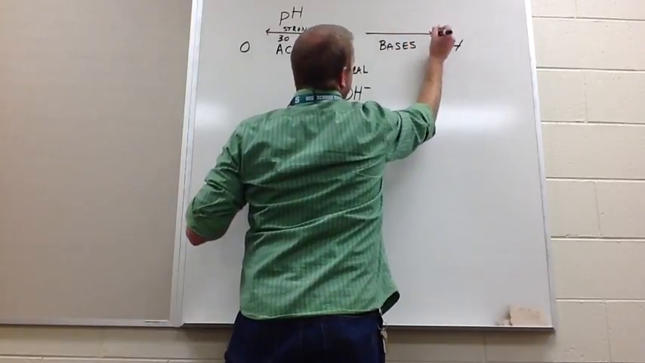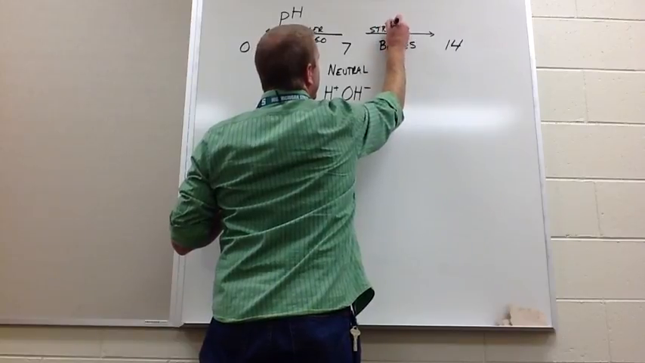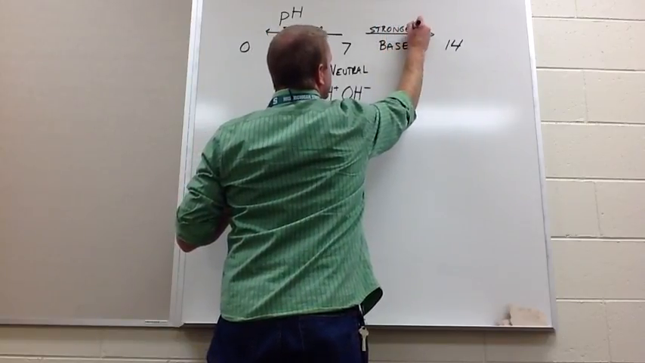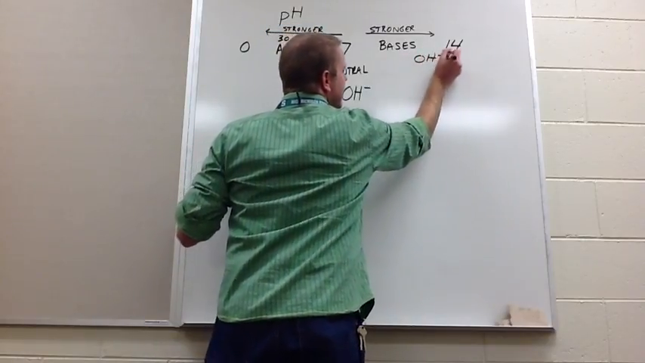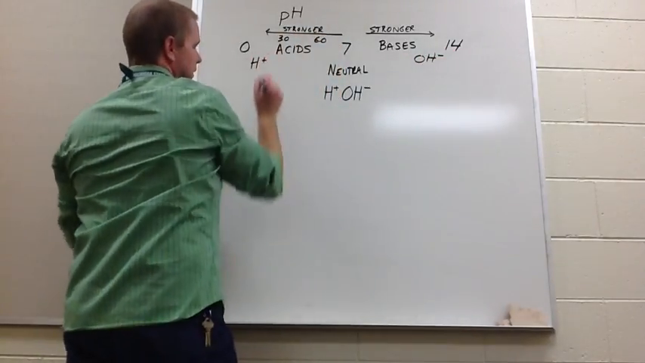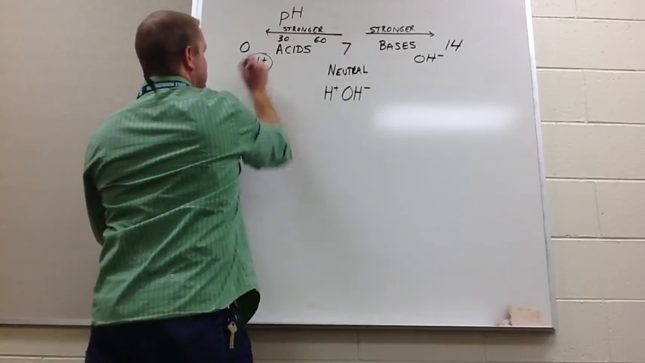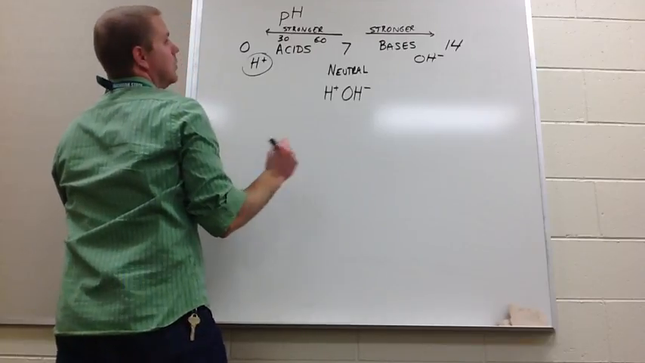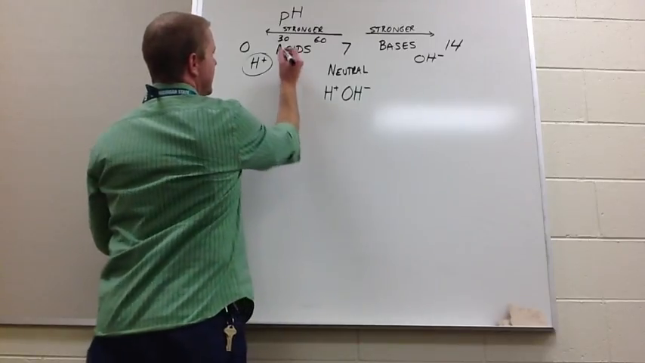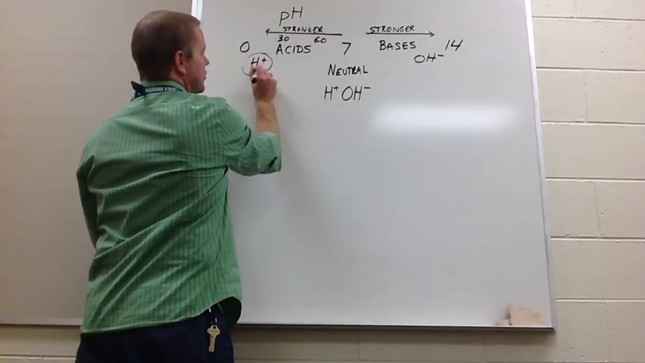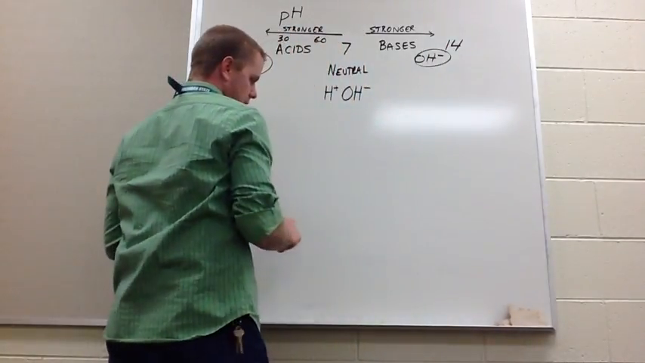Now, not as hard with the bases, probably just because the numbers get bigger. But as you move closer to 14, likewise, the bases get stronger. Why? Because there are more OH minuses down here and more H pluses down here, right? So as you move more towards 0, you get more H plus ions in solution. Thus, due to the Arrhenius definition, due to just the things that we've studied regarding acids and bases, the acid hydronium or hydrogen ion concentration gets stronger. Likewise here, hydroxide ion gets stronger.